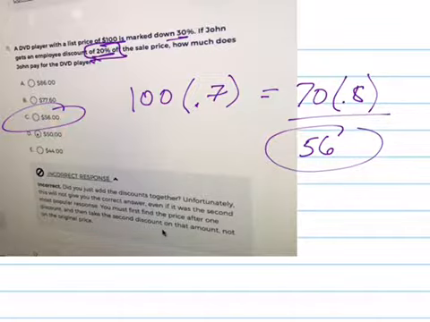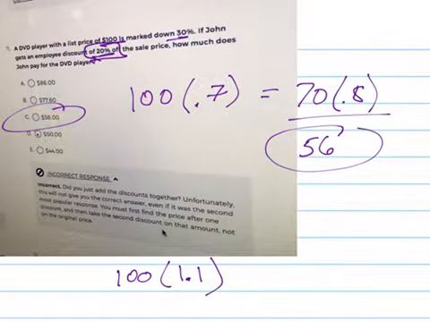And it's the same thing with a tax. If they tell you that there's a tax of 10%, don't multiply it by 10%. Multiply it by 1.1. Because if you're paying 10% tax, you're actually paying 110% of the price.